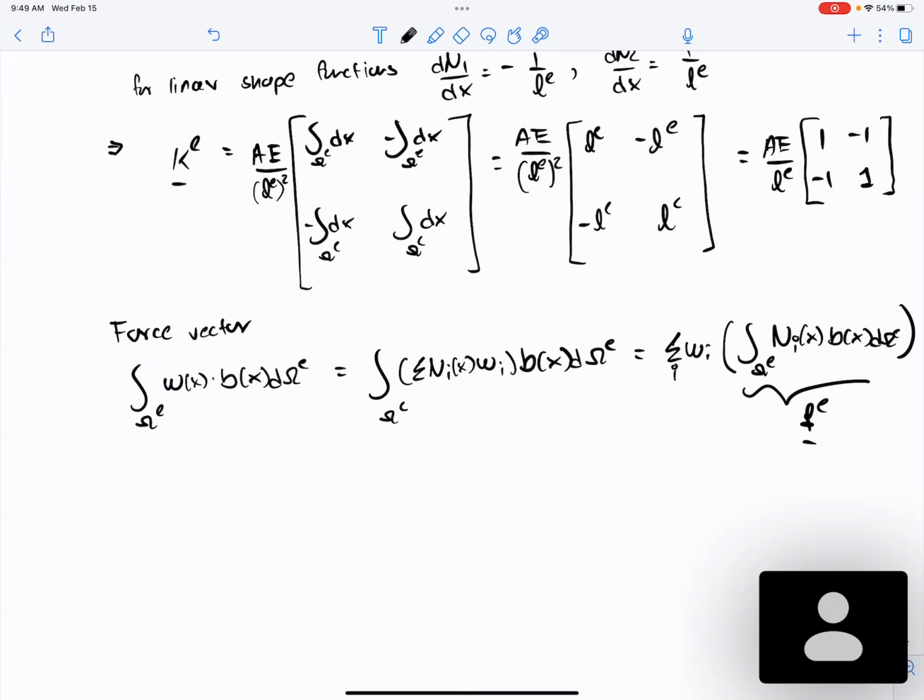What is the size? Well, it depends on that I. So if you have a linear element, there's only two shape functions, so the I can take values 1, 2. So it's going to be a 2 by 1 vector. If you have quadratic elements, then I can take values 1, 2, or 3. So it's a 3 by 1 vector, and so on.